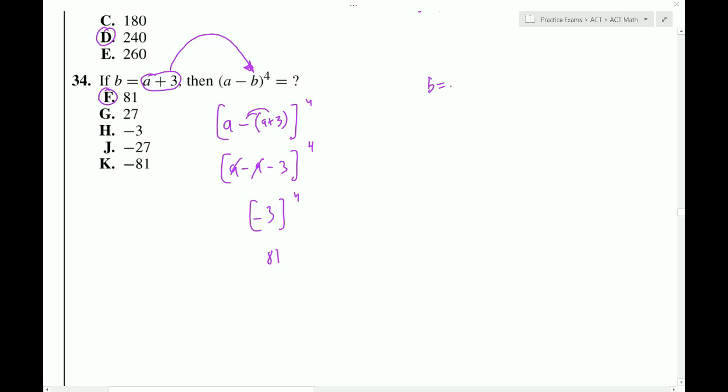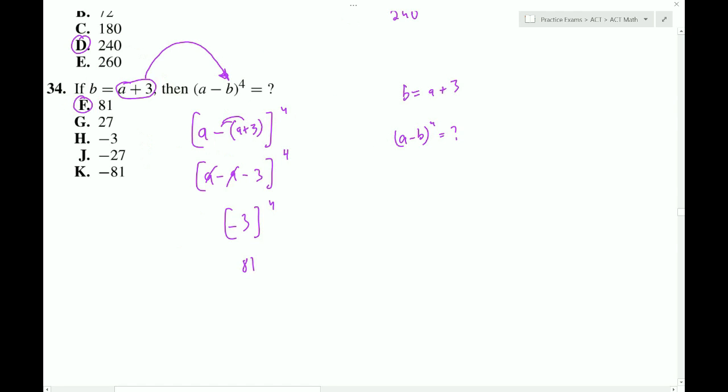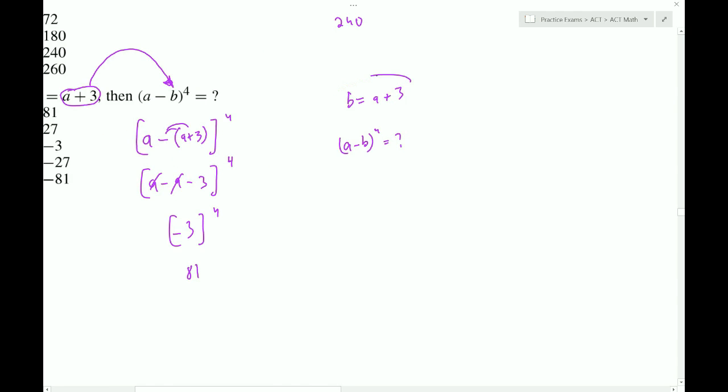So we have again b equals a plus 3, and then we have a minus b to the fourth power equals question mark. So another option, if you didn't like that option, is you can rearrange the original to make it look more like what they want you to have. Okay, so one way to do that is you could start by subtracting a from both sides. That gives you b minus a equals 3.